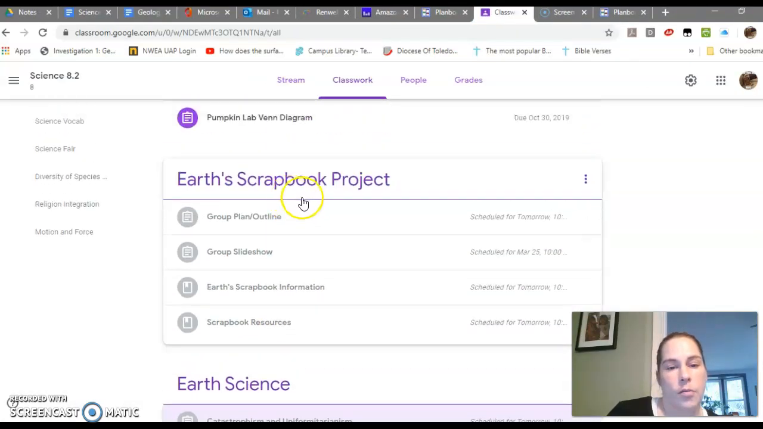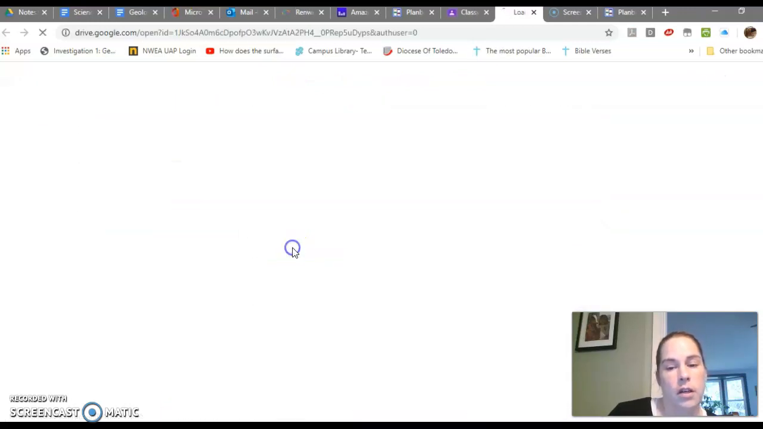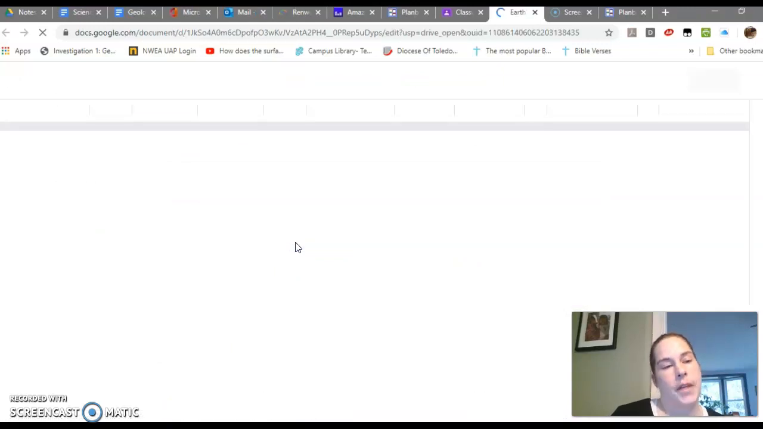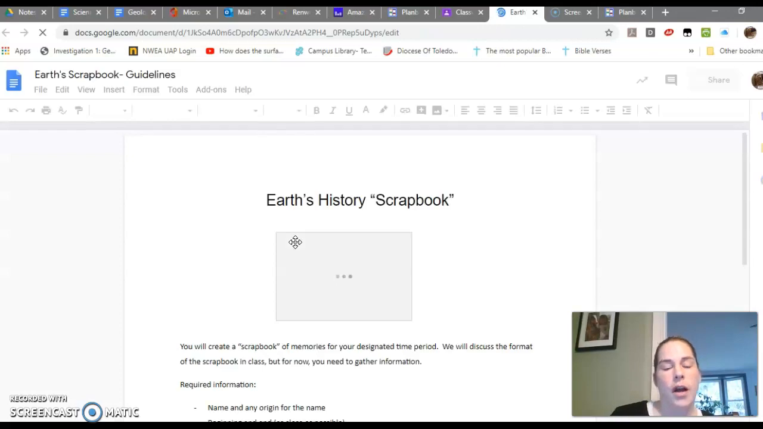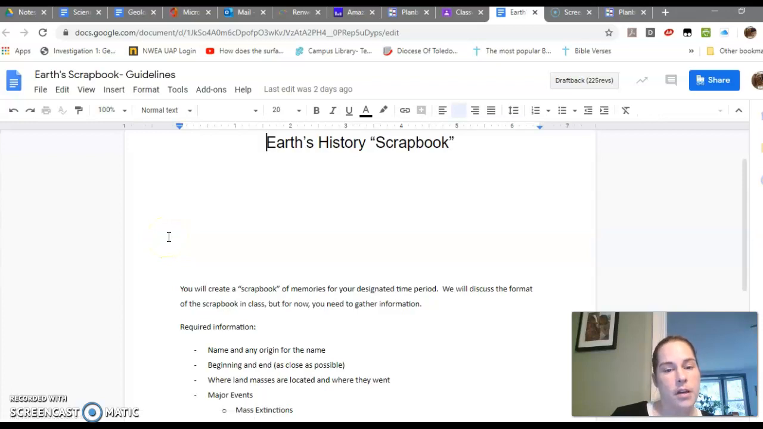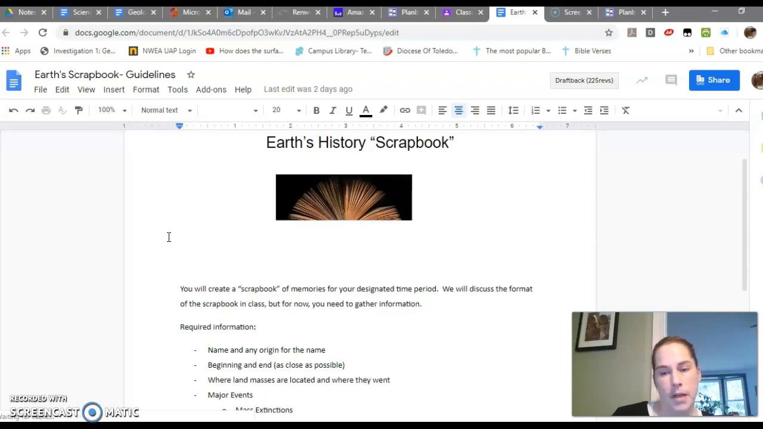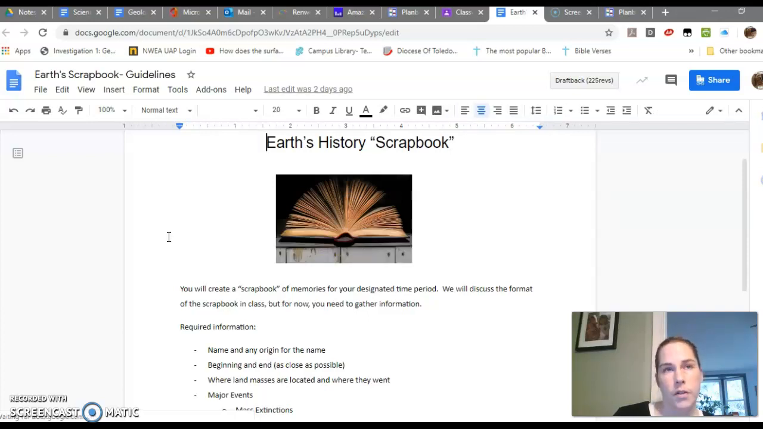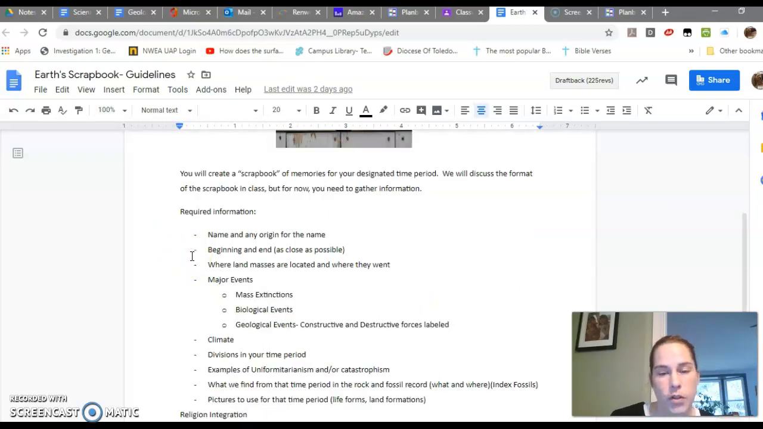Then, the project. I'm going to go first to the information section. Guidelines. You're creating essentially a scrapbook of Earth's history. I've assigned each group a specific piece of geologic time. Some of you have eons, some of you have eras, and some of you have periods. And those are all divisions of geologic time. That's information we'll put in notes as the week goes on. But you're going to create a scrapbook of memories for your designated time period. We're discussing the format of the scrapbook now.